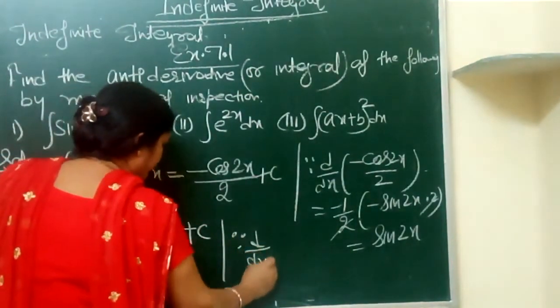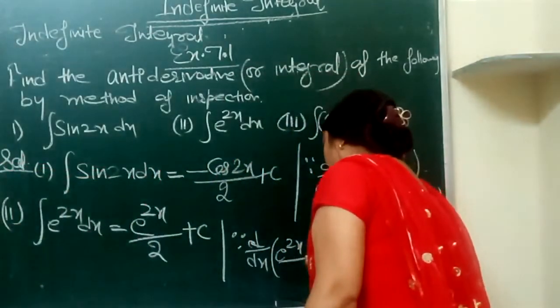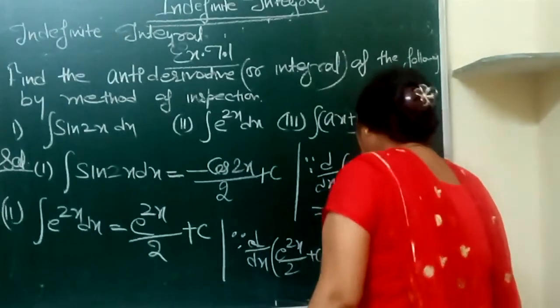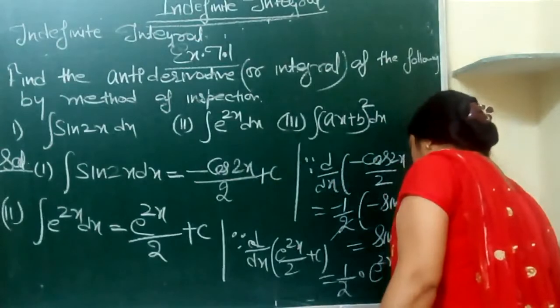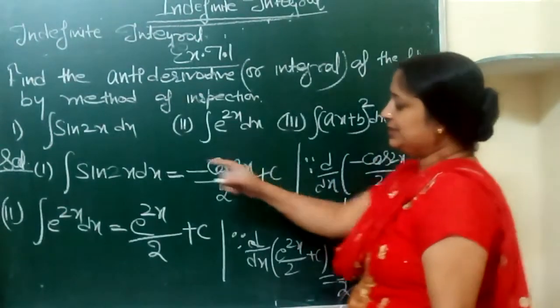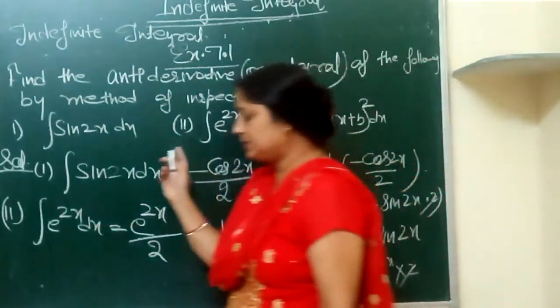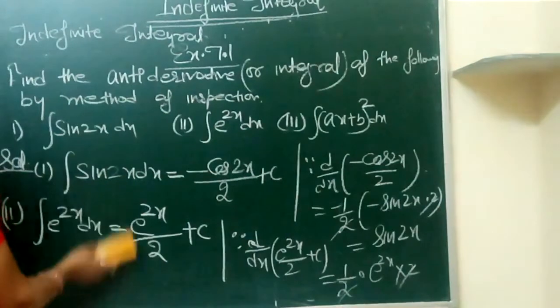So check it by inspection. Derivative of e raised to power 2x upon 2 plus c. What will come here? 1 by 2 is outside, and derivative of e raised to power 2x into 2. Now the 2 cancels. What is coming here? e raised to power 2x. So this is the solution of question number 2nd.